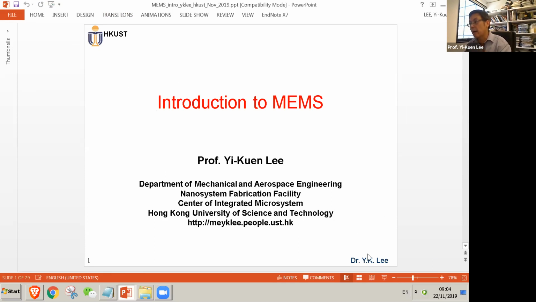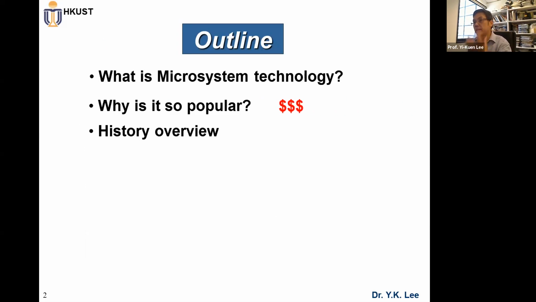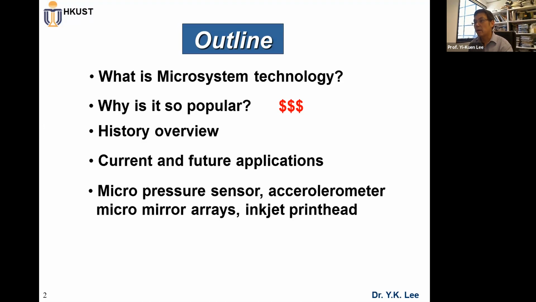First is what is MEMS, right? And I talked about why it's so important and popular. It's a lot of business, and then we talked about history, and also the current and future application, and this kind of basic idea of micro pressure sensors, accelerometer, micromirror, and inkjet print head. And these are all very common in your daily life, right? Like pressure sensor and accelerometer are most likely in your smartphone, and then digital micromirror is very common now for computer projectors, and inkjet is also very common.